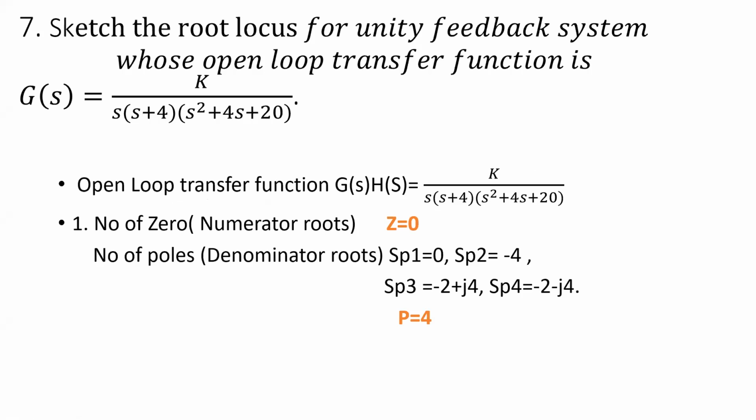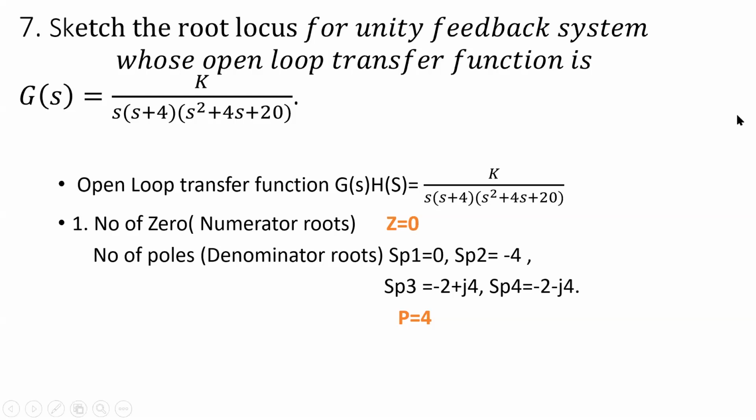Now we know the open loop transfer function from this will be directly G(s)H(s), which will be equal to K divided by s(s+4)(s^2+4s+20). Inspecting the transfer function, we see the number of zeros.